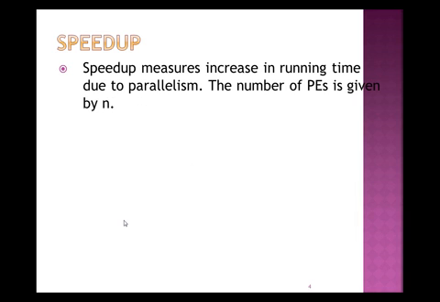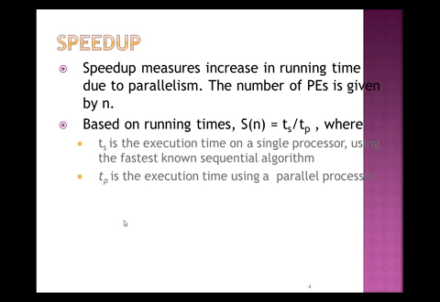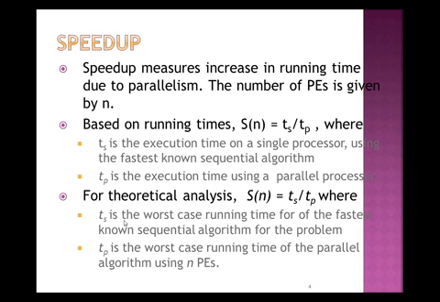Now, first of all, speedup. Speedup measures the increase in running time due to parallelism. Whenever we use the speedup measure, it shows the gain due to parallelism, where the number of processors is given by n. Based on the running times, Sn equals Ts upon Tp, where Ts is the execution time on a single processor and Tp is the execution time using parallel processors. So the formula is Ts upon Tp.